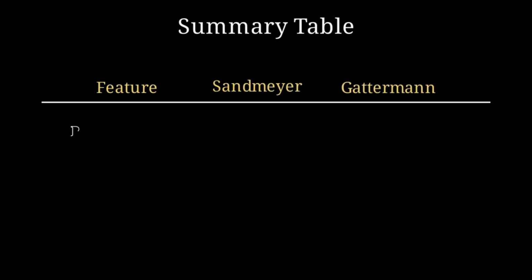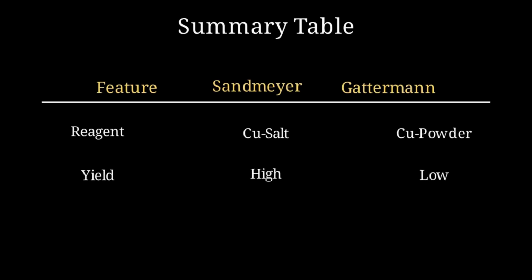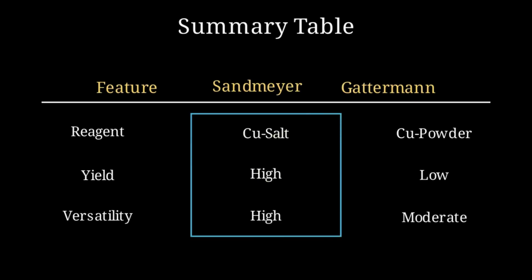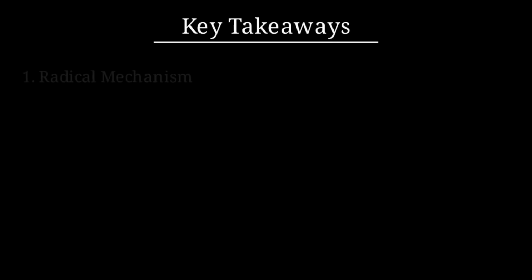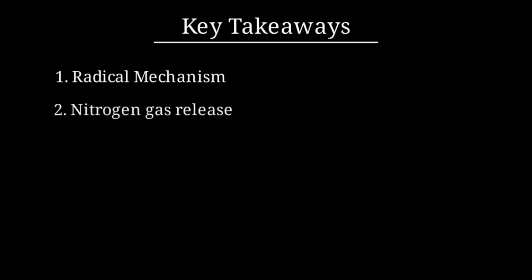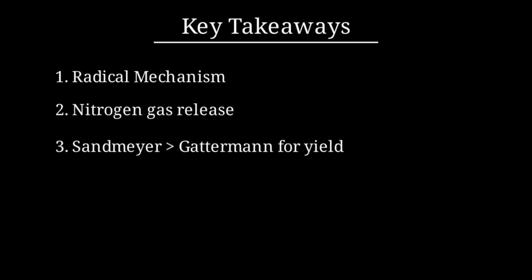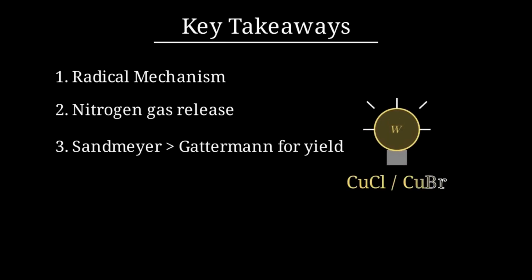To summarize, Sandmeyer uses copper salts and gives higher yields. Gattermann uses copper powder and is easier to perform but less efficient. Both are radical-based substitutions of the diazonium group. Remember that the choice between these reactions depends on your need for efficiency versus reagent availability. In most laboratory settings, the Sandmeyer reaction remains the gold standard for these transformations.